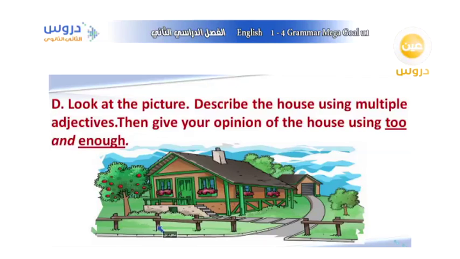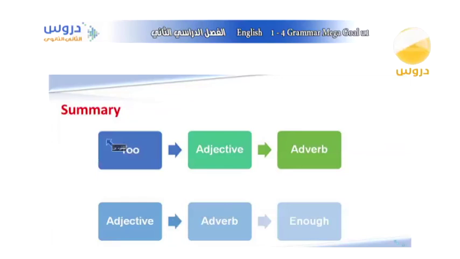Okay, here we have a picture. Look at the picture. Describe the house using multiple adjectives. Then give your opinion of the house using too and enough. Okay, by describing this picture. Here we are going to summarize the lesson. As you see here, after too we put adjective, adverb, but we put adjective, adverb before enough.